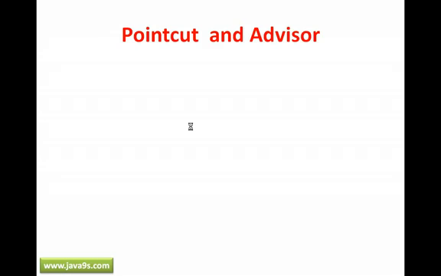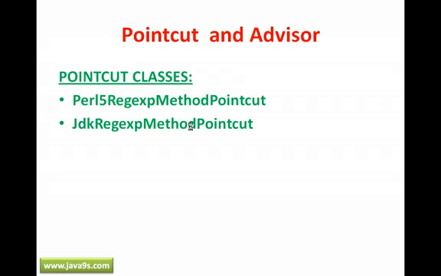So we need to tell where the advice needs to be applied. So we need to give a pattern of the methods where the advice needs to be applied to. For that we have two kinds of classes. The first one is the Perl 5 regex method pointcut, and the second one is the JDK regex method pointcut. The Perl 5 regex method pointcut is used for the JDK versions which are older than 1.4, and the second one can be used with the higher versions.